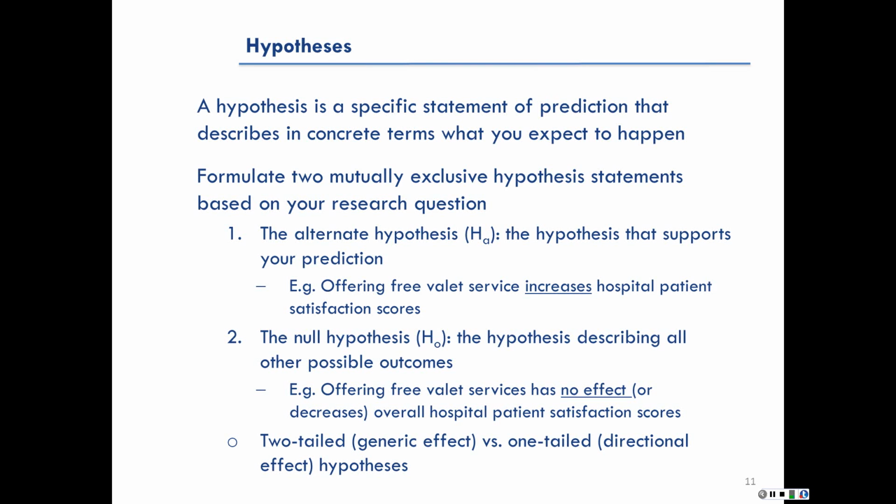If you look at the hypothesis I've asked here, this is actually a one-tailed hypothesis because we're predicting that offering free valet services would increase hospital patient satisfaction scores, so we're stating the direction of the effect. A two-tailed hypothesis is just saying that there would be some effect, a generic effect that could either be positive or negative. So for a two-tailed hypothesis, we would say offering free valet service impacts hospital patient satisfaction scores. And then our null hypothesis would simply be that it has no effect on overall patient satisfaction scores.